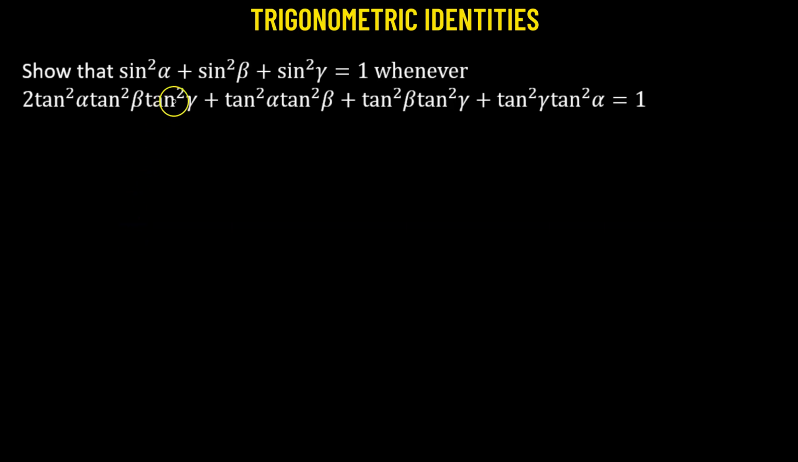Here in this problem, we need to show that sine squared alpha plus sine squared beta plus sine squared gamma equals 1 whenever we have the following expression. So let's begin with whatever we have been provided with.